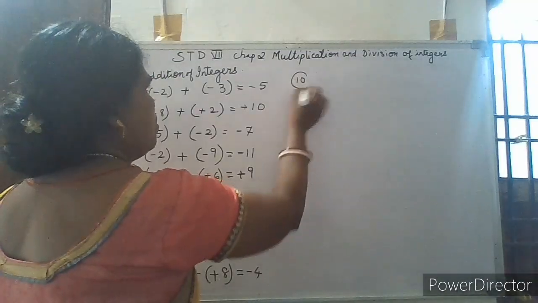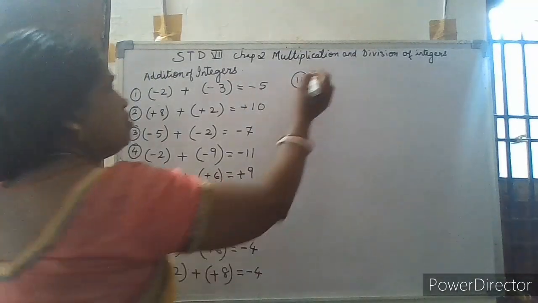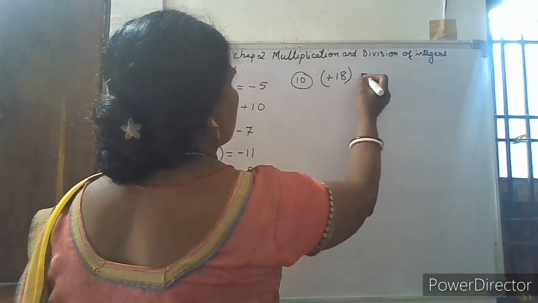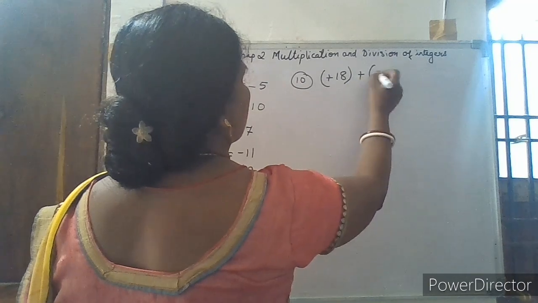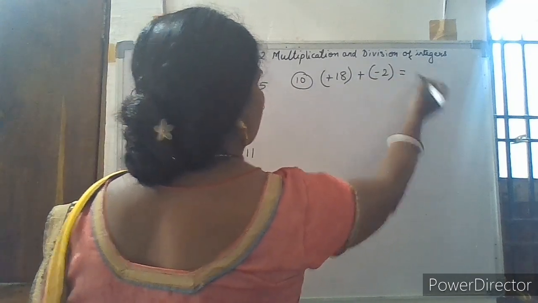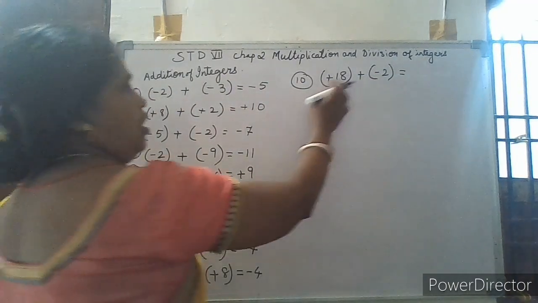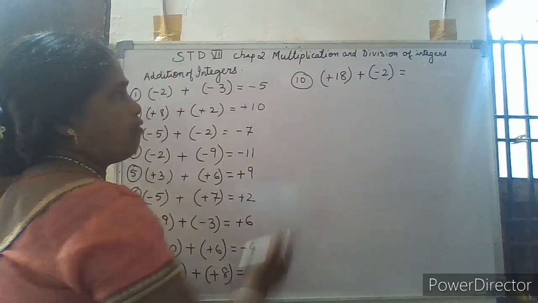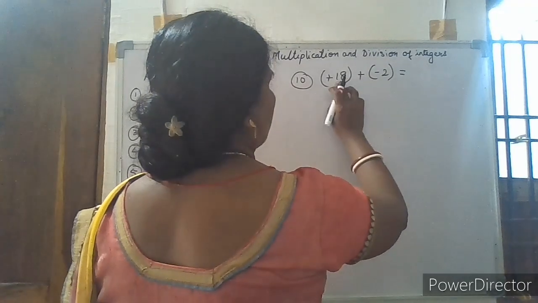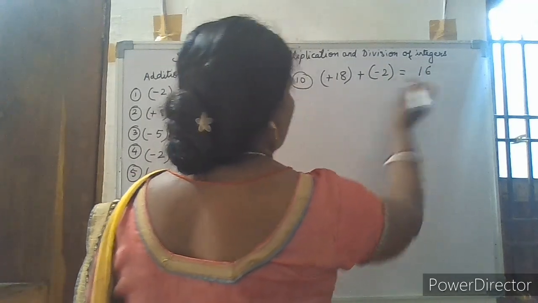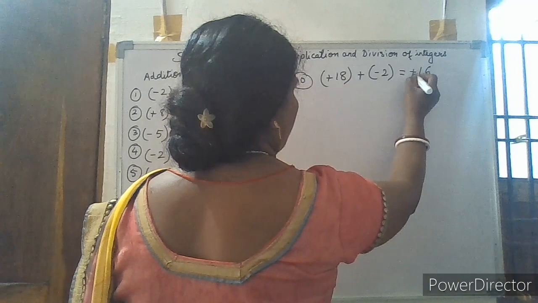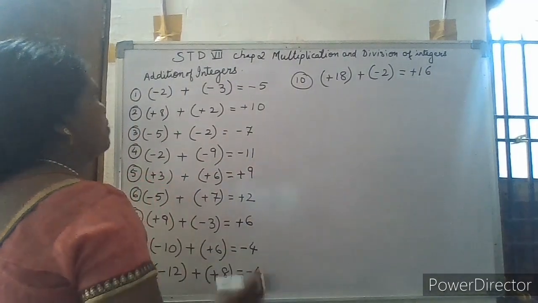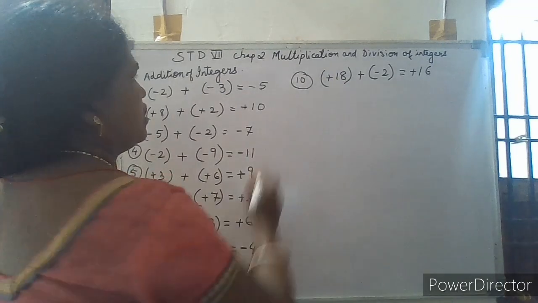10th example. Suppose, here again both the numbers have different sign. Subtract the numbers and put the sign of the greater number. So 18 minus 2 is 16. Greater number here, so its sign is plus sign. So these are some examples of addition of integers.